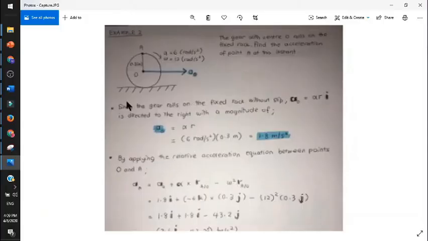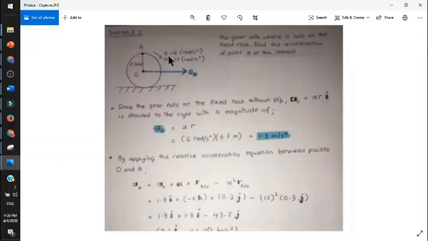Alright, for example 2, the solution is as follows. The gear with center O rolls on the fixed rack. Find the acceleration of point A at this instant. Okay, now you have this one gear rolling without slipping on a fixed rack. Okay, we have AO here. This is AO, acceleration of point O. And then we have point A here and this is point O.